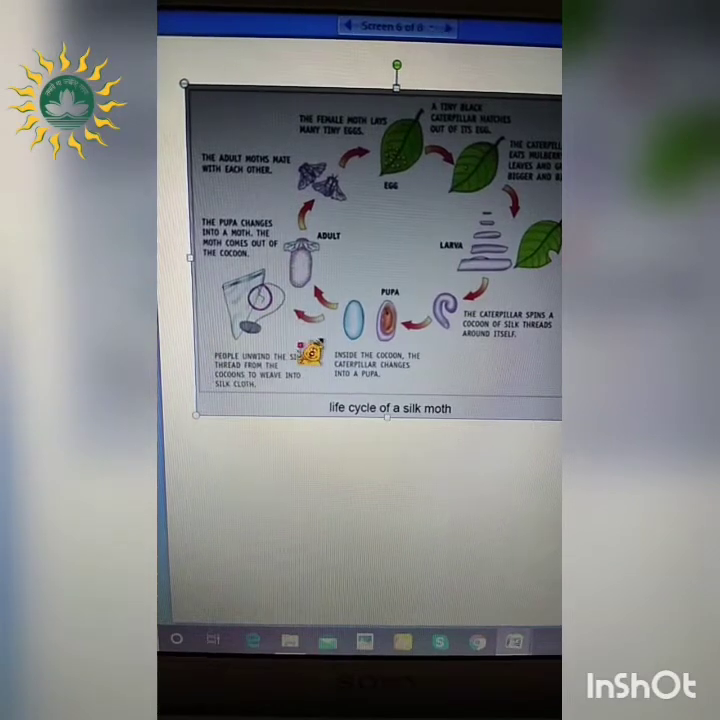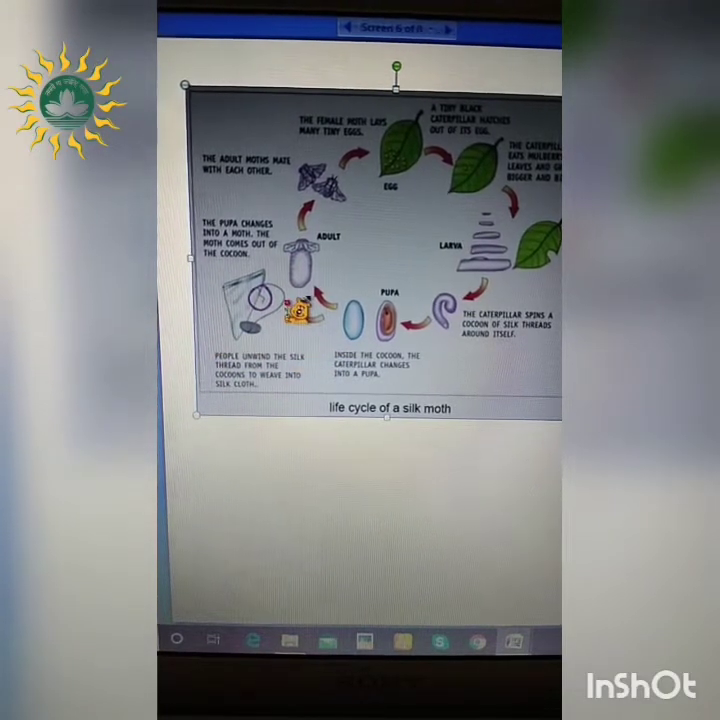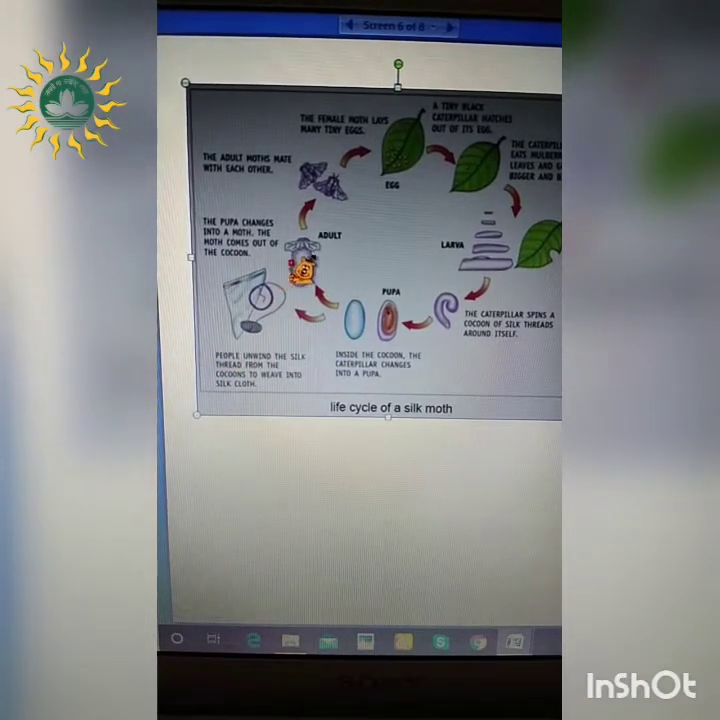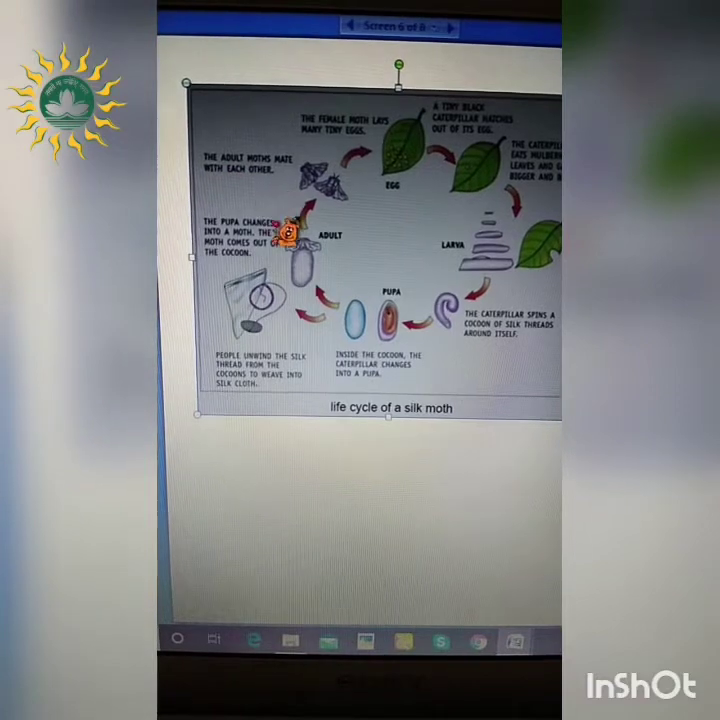Okay, so in this process, two steps are taking place. One is unwinding the silk thread and another one is formation of the adult. Simultaneously, two processes are taking place. And ultimately, from this adult, they move on to the next process, that is mating. So these adult moths mate with each other and again lay eggs.